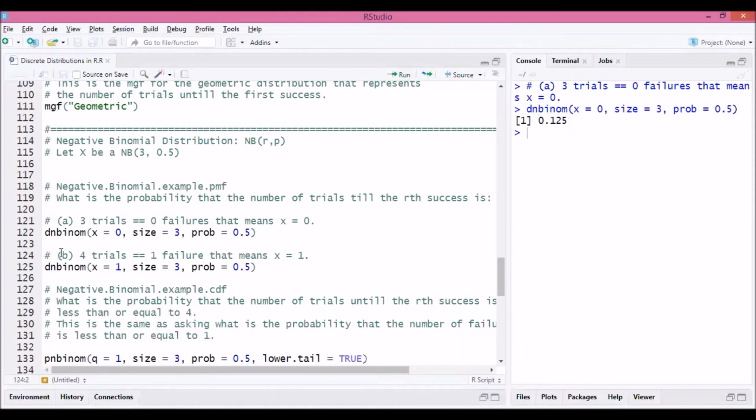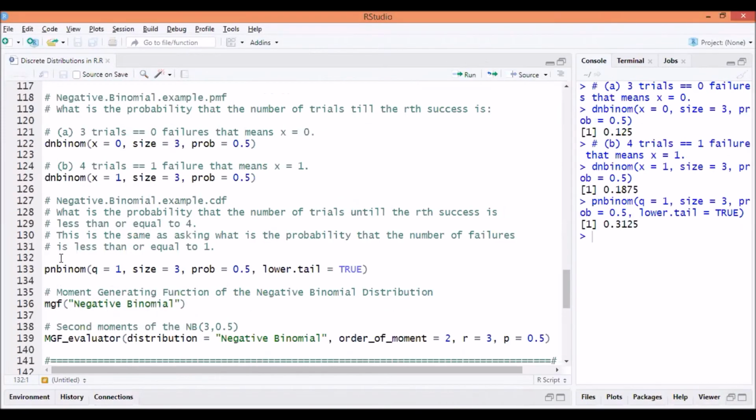In the next example, let's consider 4 trials until we reach our third success. That means that the number of failures was equal to 1. So x equals 1. The probability for that event to occur, the probability that the random variable x is equal to 1, is equal to 0.1875.